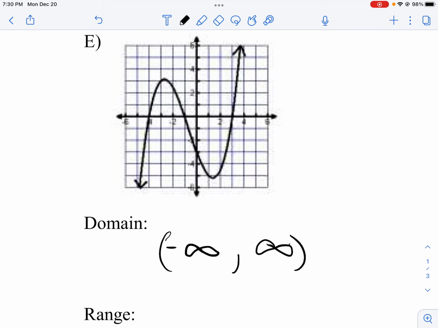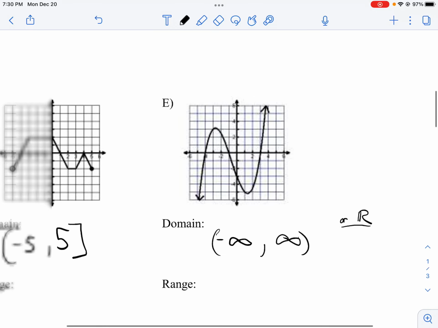Now you don't need to remember this too much. Like small fun side note, you can also say that this is something called all real numbers, meaning that for every number, except for the imaginary ones, except for the i's, you have a domain for it. Alright, so that would be domain.